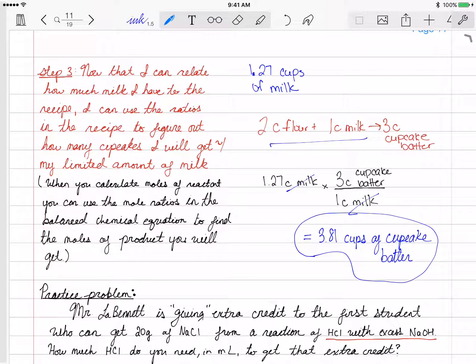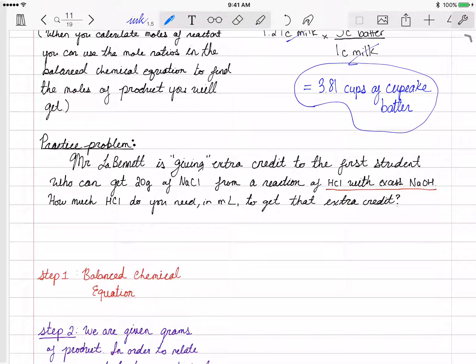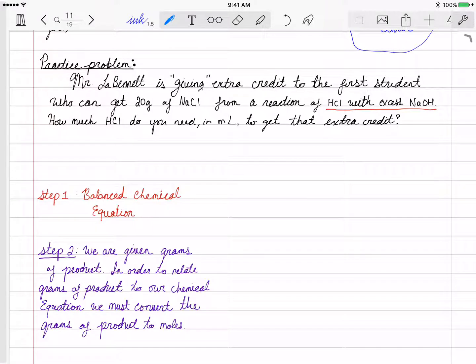And so the next problem we're actually going to do is going to be an actual reaction. And so Mr. LeBennett is giving extra credit. Giving, right? No one ever gives extra credit. You actually have to earn it. To the first student who can get 20 grams of sodium chloride from a reaction of hydrochloric acid with excess sodium hydroxide. How much hydrochloric acid do you need in milliliters to get that extra credit?